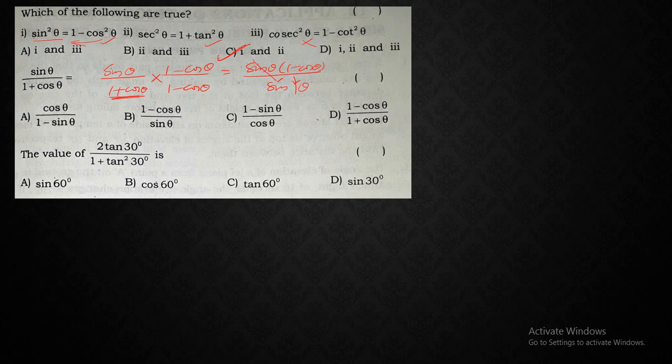So sin square theta, 1 sin and this sin cancels. So what is the value? 1 minus cos theta by sin theta. So option B is my answer.